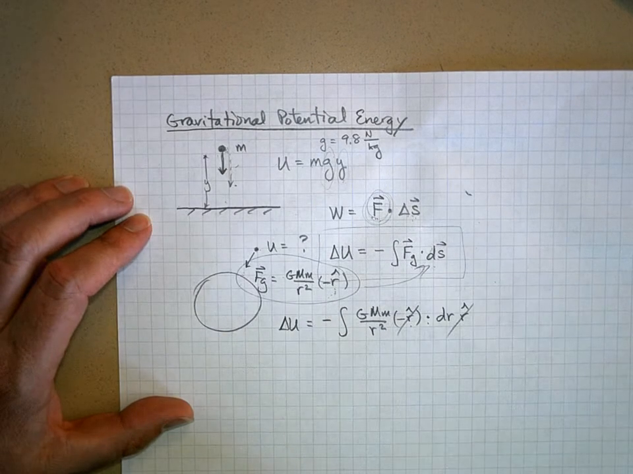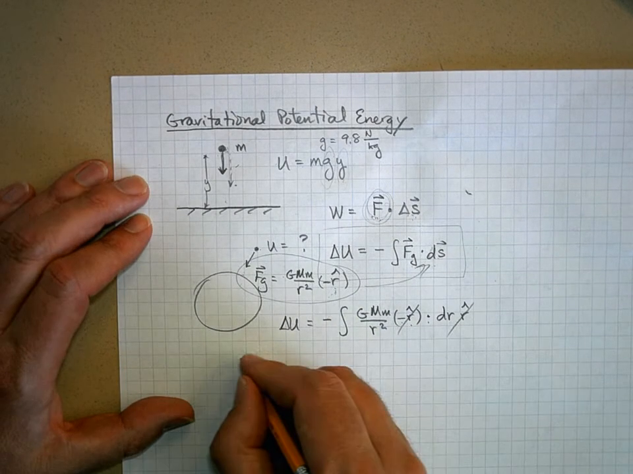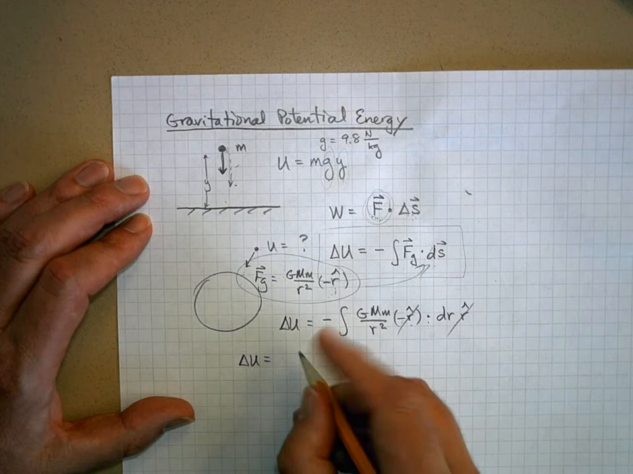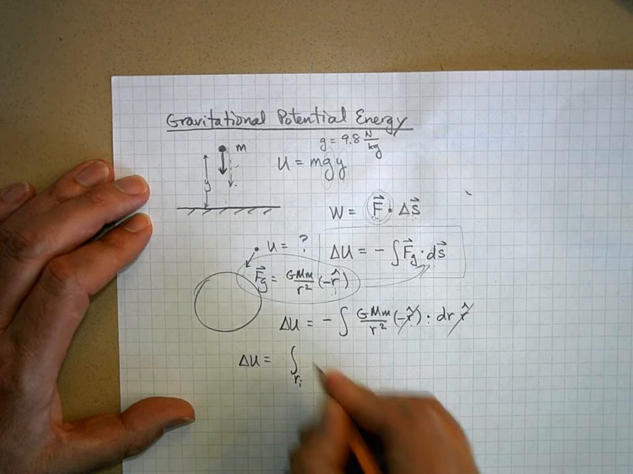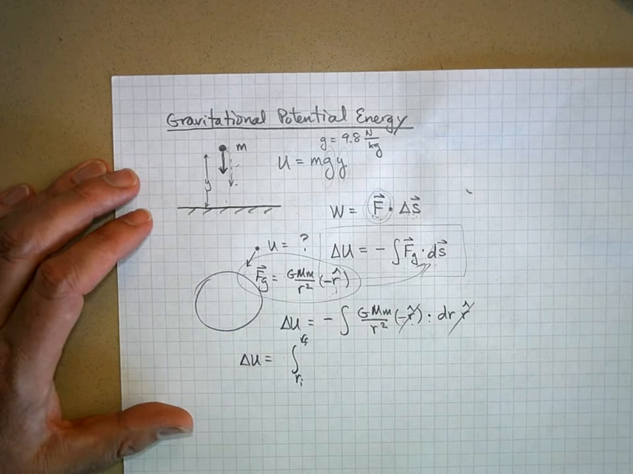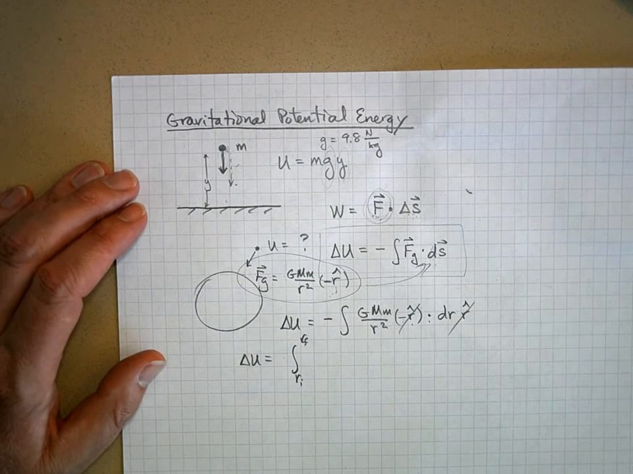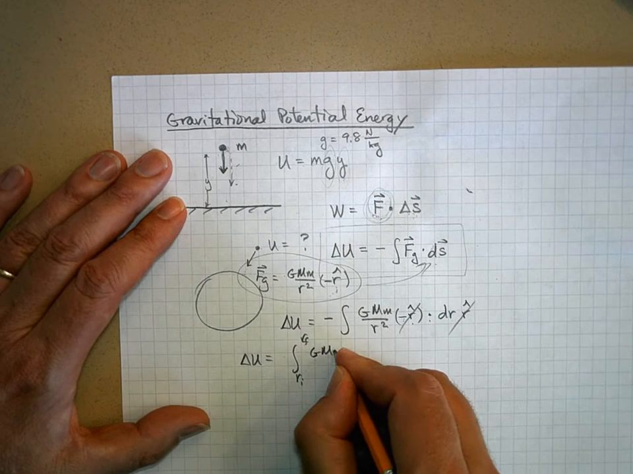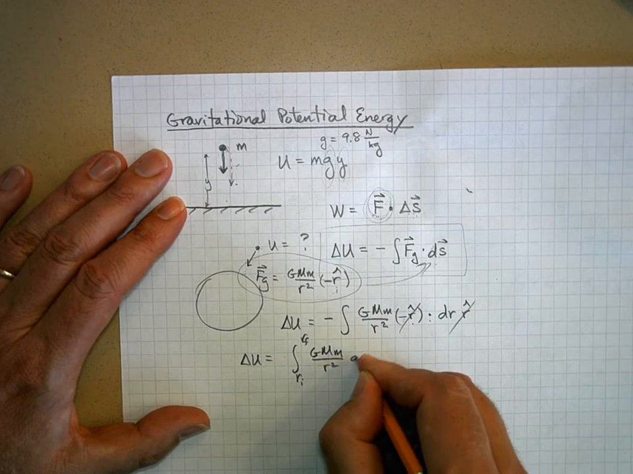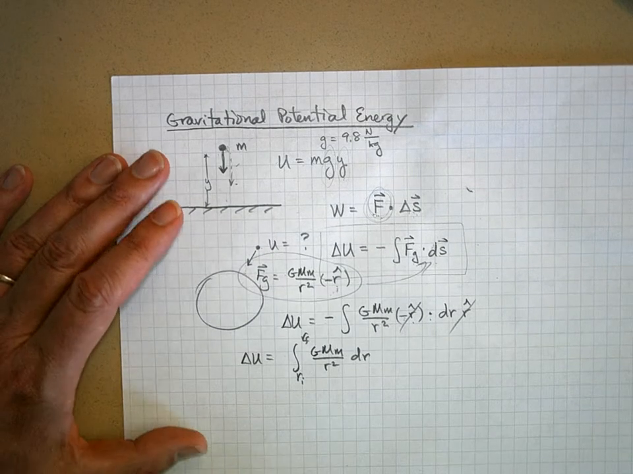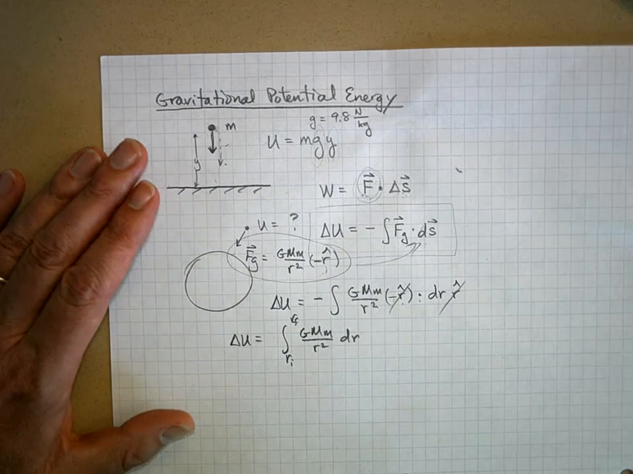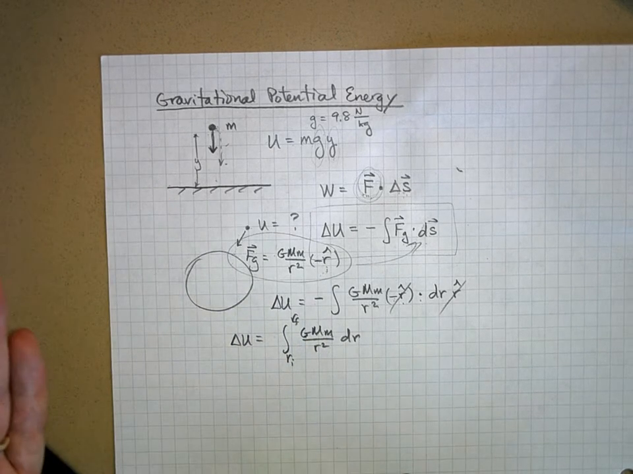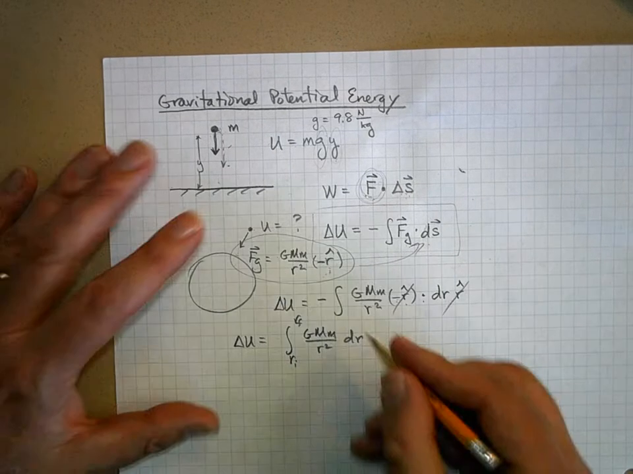So that goes away. We have the negative here, and so delta U is equal to, this negative cancels this negative. We're going to go from r initial to r final. We are doing a definite integral here, definitely using integration, of GMm over r squared dr. Now this looks really scary, but G and M, those are the masses, and G, those are constants. They don't change with r. So I'm going to pull them out of the integral.